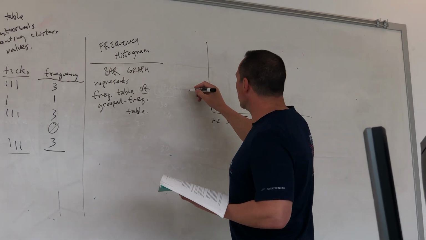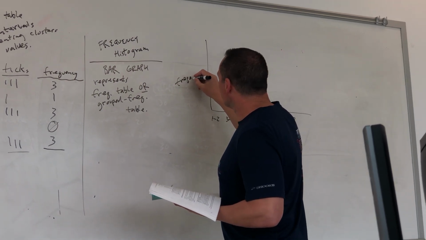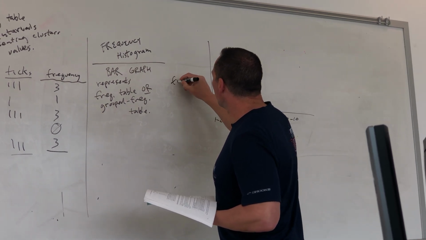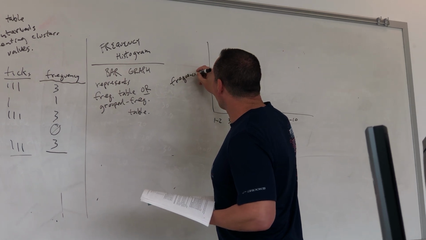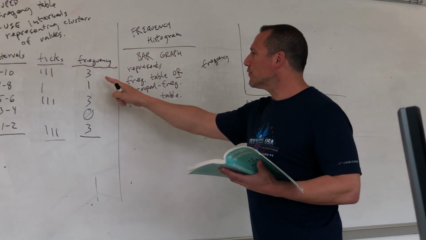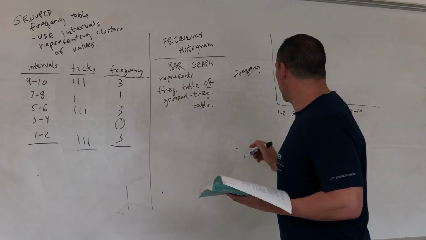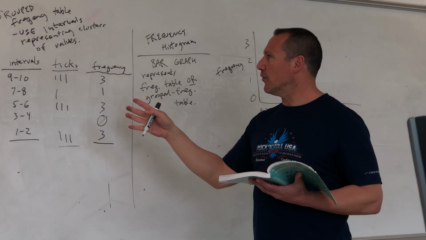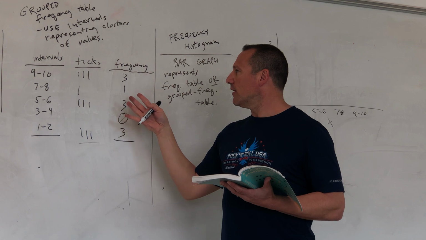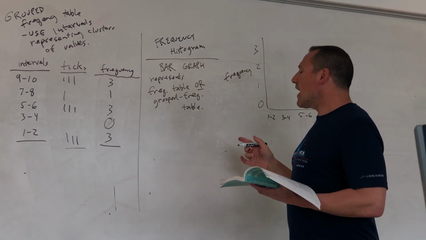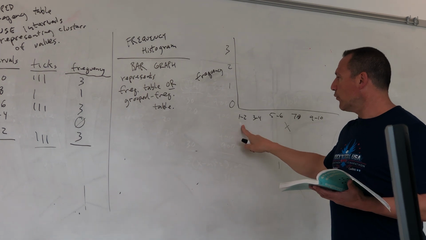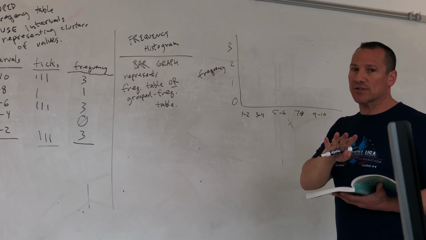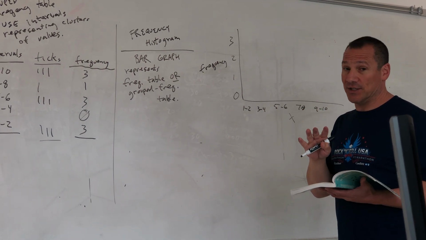The y-axis is going to be frequency. That didn't look good, let me write that better. So this is frequency. The most frequent we're going to run into is going to be 3. So I can put this as 0, 1, 2, and 3. The most frequent interval based on what we know from the group frequency table is 3. So now we're just going to put bars representing how frequent each interval is. And the only other rule I'm going to tell you, and this is just for aesthetics so that it looks good, we're going to make the bars touch each other.